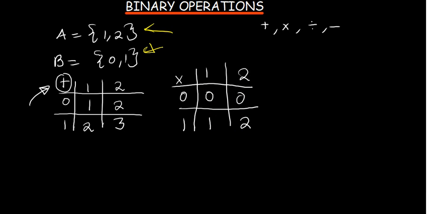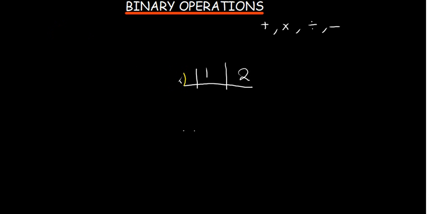So the only way an operation is going to be a binary operation is if the result is always part of the same set that you had at the beginning. So this result that you have here is part of A and B, meaning that multiplication is a binary operation on the sets A and B. That is how you get to do it if they ask you to see if an operation is a binary operation.